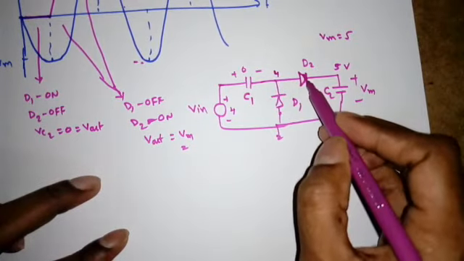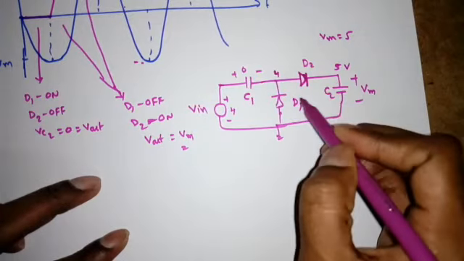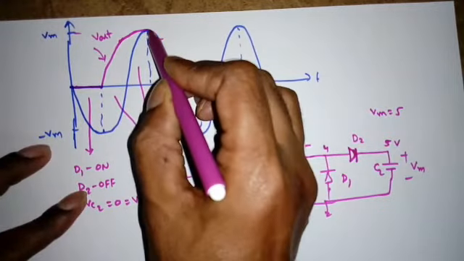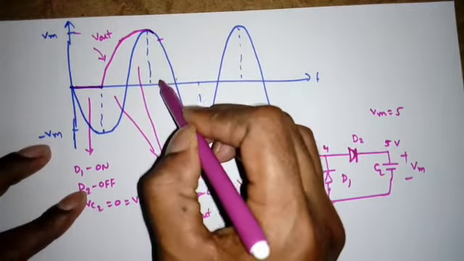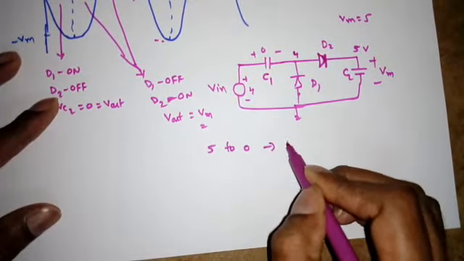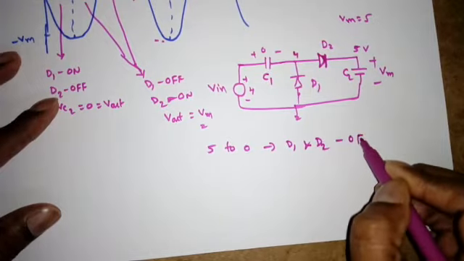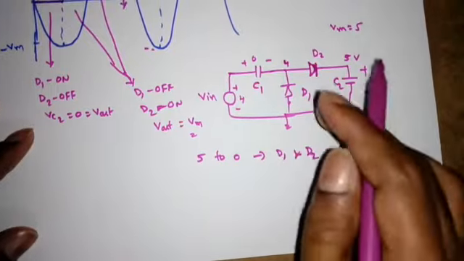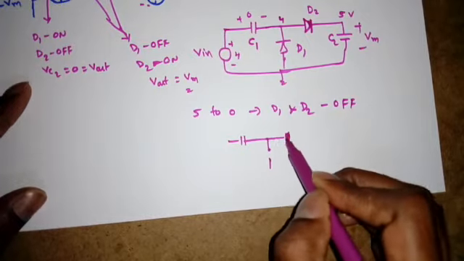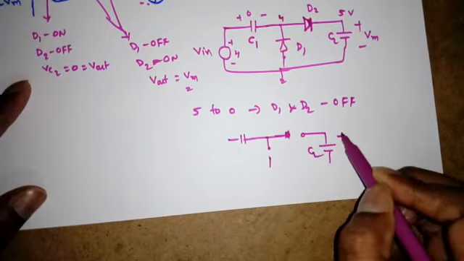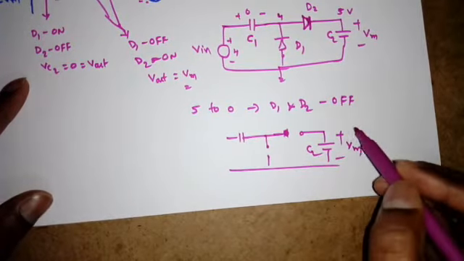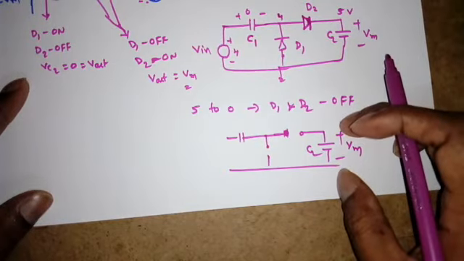What happens to the diode D2? This is 5 volts, this is 4 volts, this will also be off. So that means from 5 to 0, for the next cycle, D1 and D2 both are off, right? When both are off, it will be like this: open circuit, open circuit, and this is the C2 which already has Vm. So the capacitor C2 is not discharging, so it is storing that voltage continuously.